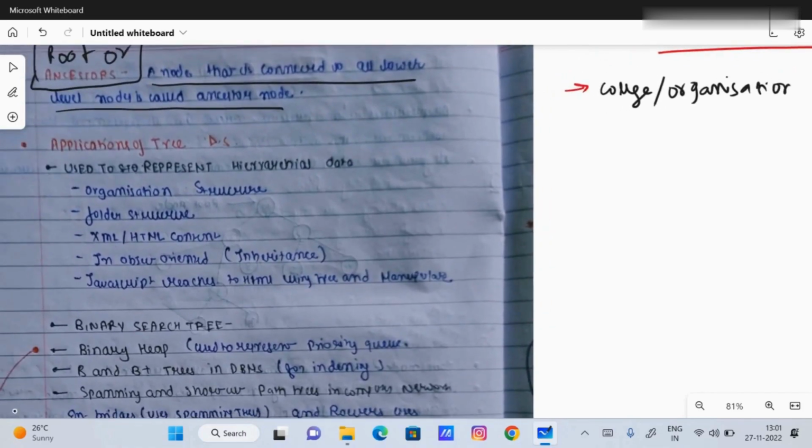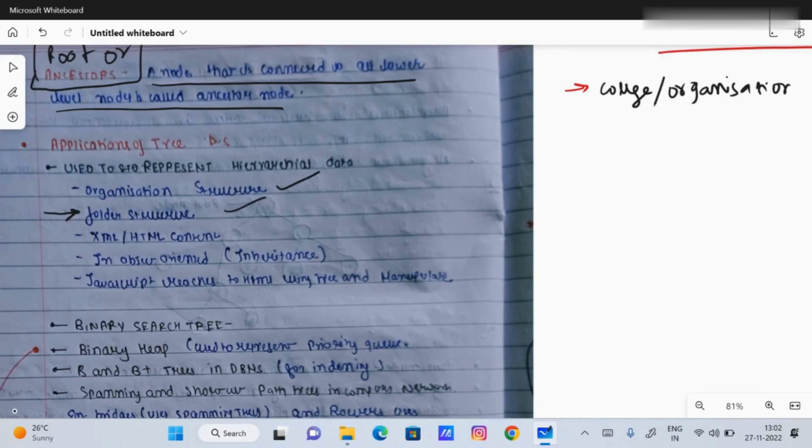Okay, so in an organization, it is used in folder structure. The folder here simply means the folder in which we are storing the data in our laptop. That folder is mainly working on the tree data structure because we are compiling every data. You can make a relationship between different data in a particular folder. So in a folder structure, it is also used in XML and HTML context, hypertext markup language.